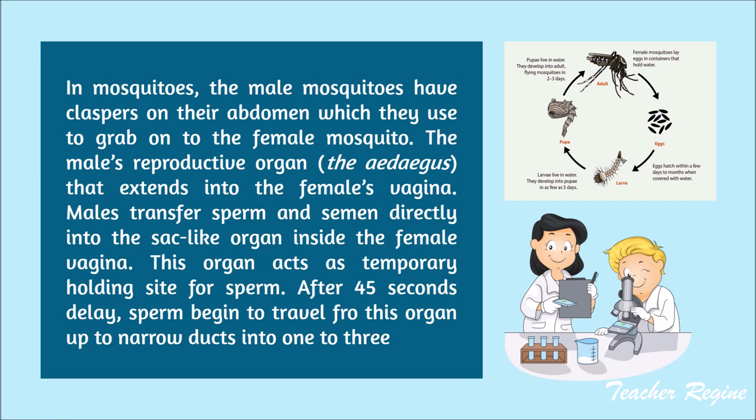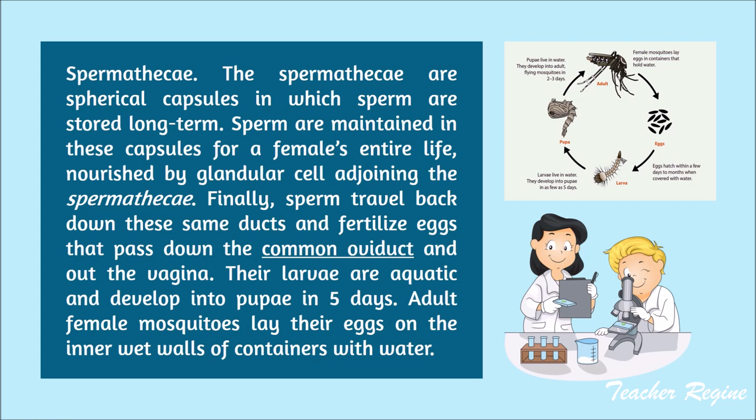After 45 seconds delay, sperm begin to travel from this organ up narrow ducts into 1 to 3 spermatheca. The spermatheca are spherical capsules in which the sperm are stored long term. Sperm are maintained in this capsule for a female's entire life, nourished by glandular cells adjoining the spermatheca.